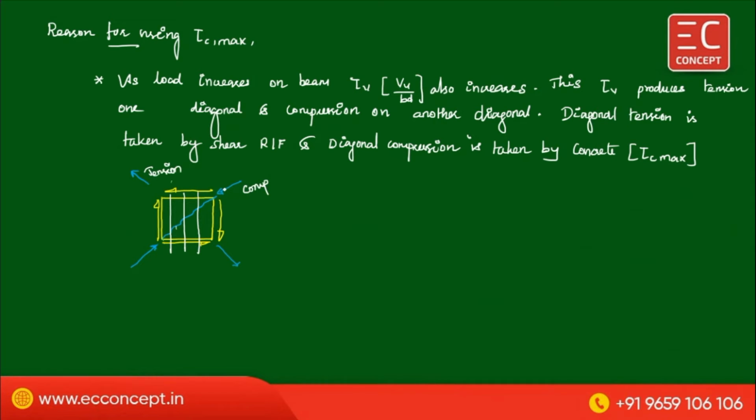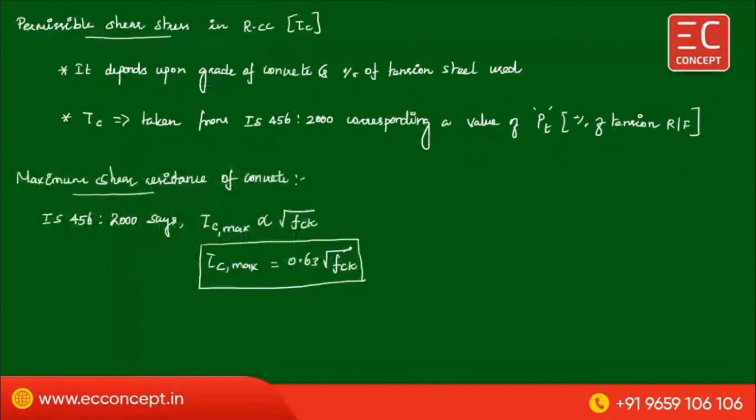Now IS 456 says the tau c max depends only upon the grade of concrete. And tau c max equals 0.63 root of FCK. This is very, very important. You have to keep this in your mind.